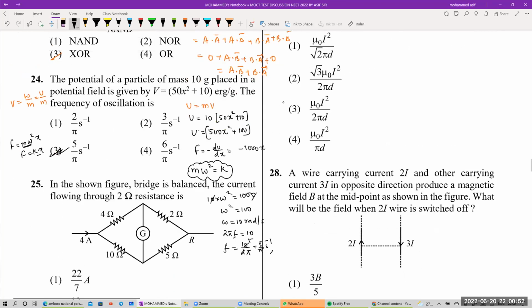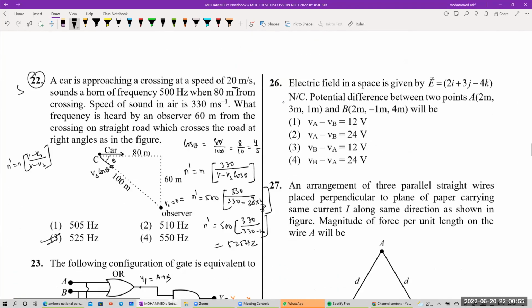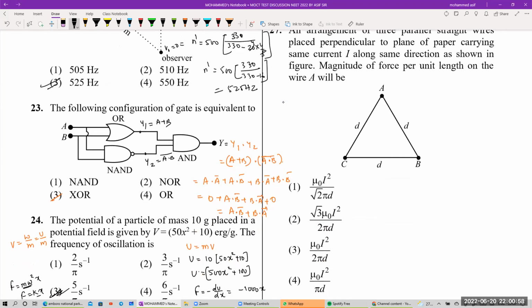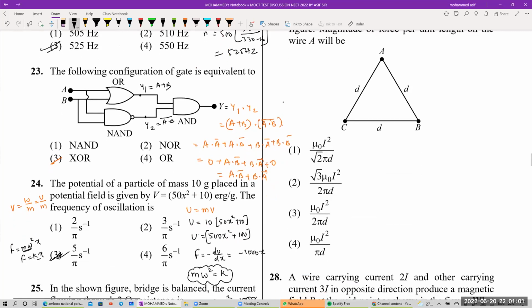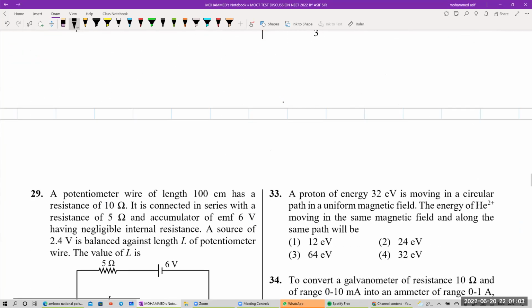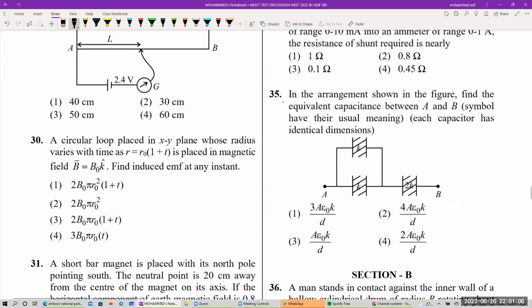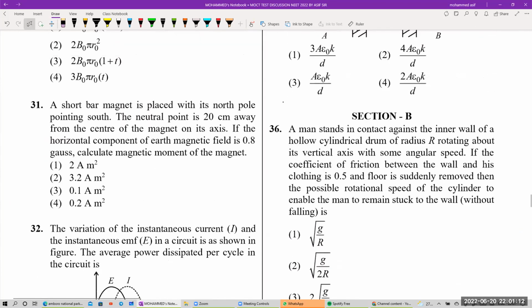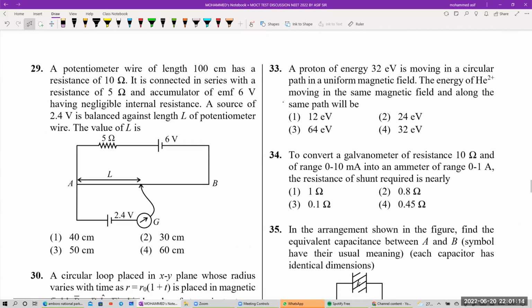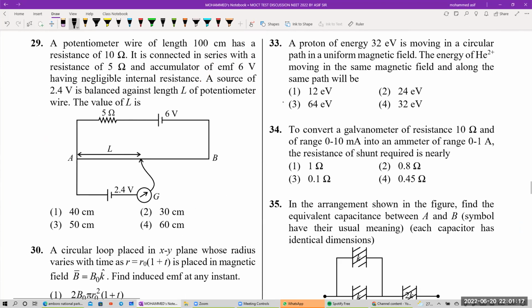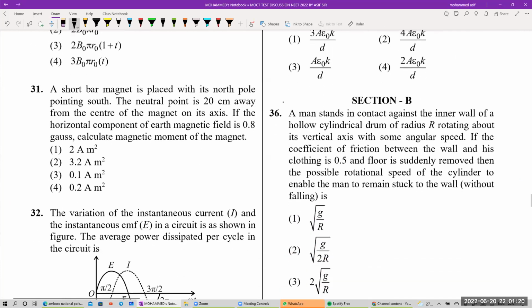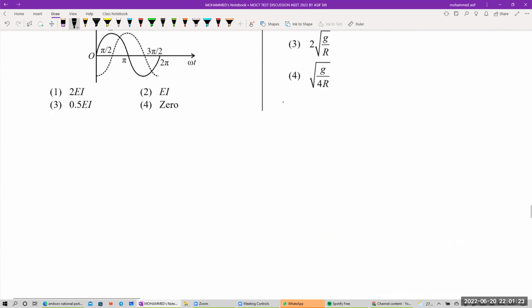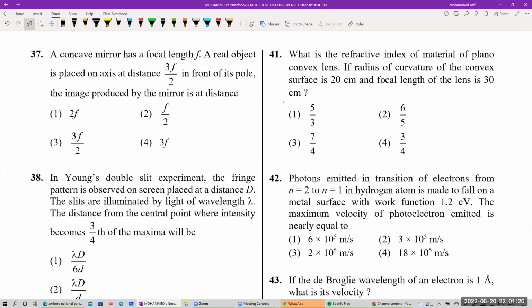Question number 25 is on conductivity, we will do that later. 26 is electrostatics. 27 is also this one, and after this one is also magnetism. 29 is potentiometer. 30 is magnetism, induced EMF. Then an instantaneous AC question. Then this is magnetic effects of current, galvanometer, then capacitors, and circular motion, then 37 is optics. Try the optics question once, beta. Question number 37, try it once.